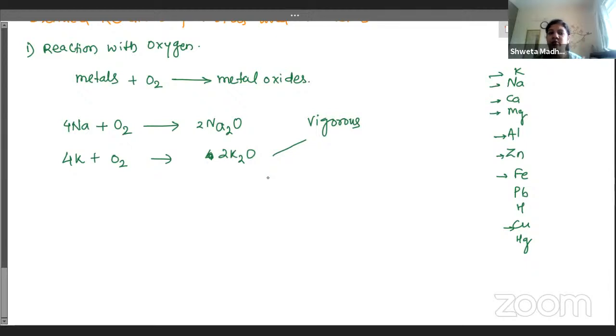We know that sodium and potassium react very vigorously, so they are at the top. They are most reactive. Then calcium combines with oxygen and forms calcium oxide, with less vigor.